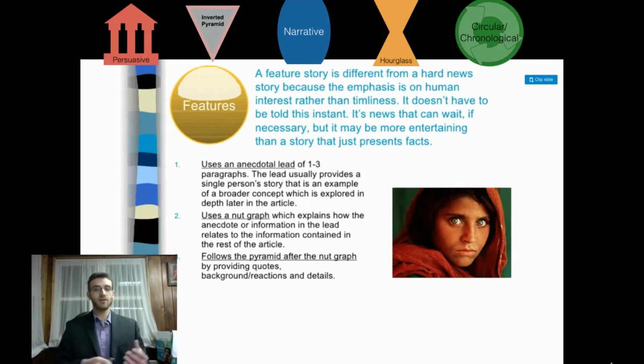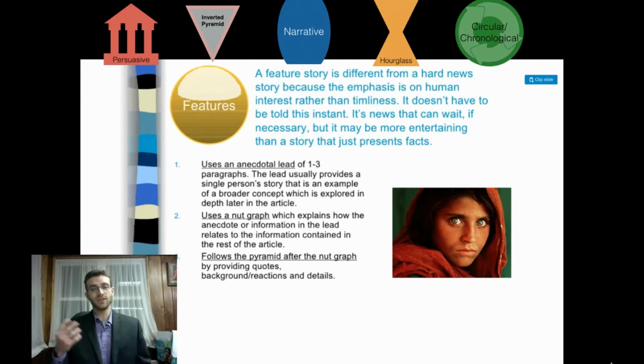Features differ from hard news in that they are hard news that can wait. It's something that might be important, but it's just as important if we learned it 2 weeks from now, or a month from now, or a year from now, as if we learned it right now at this moment. In this sense, it's news that can wait, and usually ends up having more of a human interest element rather than a fact-based element. So because of this, we can start to stray from this inverted pyramid a bit and start to get a little bit broader with our approach.